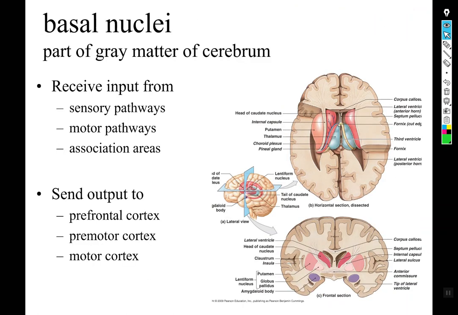All right, basal nuclei. These are part of the gray matter of the cerebrum, specifically nuclei of the cerebrum. That's why they're called the basal nuclei. And there's a lot of different ones. So we've got the caudatum, the putamen, the caudate nucleus, the globus pallidus, the amygdaloid body is actually part of the limbic system, but it's still pictured here. So these are populations of cells that receive input from both sensory and motor pathways, as well as association areas, and send information to the prefrontal cortex, but also importantly the premotor cortex and the motor cortex itself. So this is their role in movement.